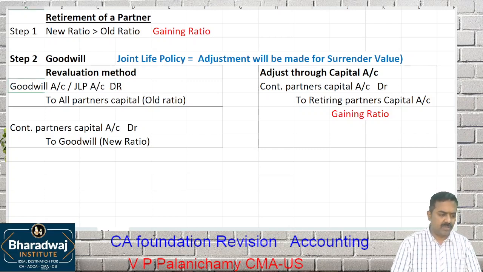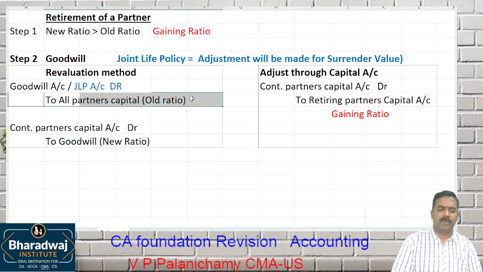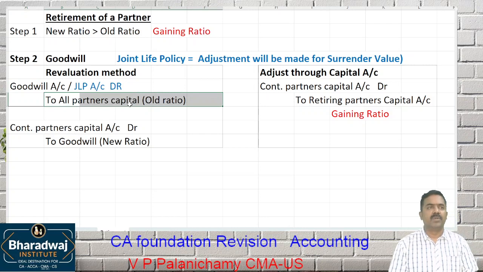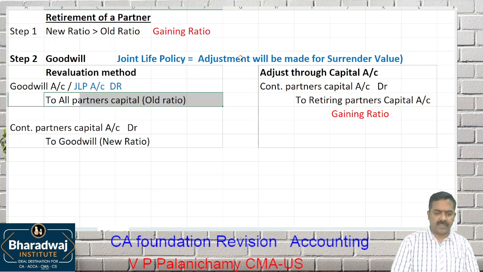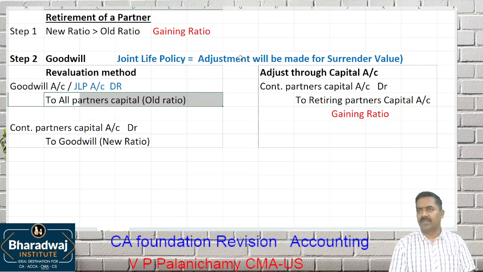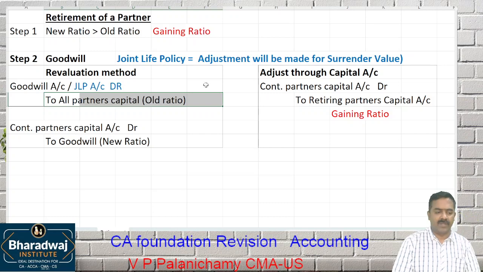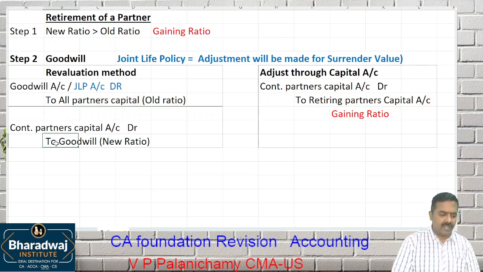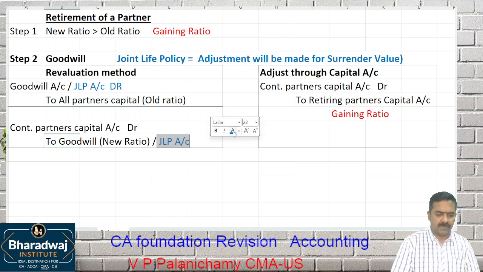Okay, if it is goodwill, goodwill. If it is joint life policy account debit to which one? All partners' capital account in which ratio? Old ratio. This is for which value? Policy value or surrender value? Why? Because only at the time of death of a partner will you get which value? Policy value. At the time of retirement, you will get only surrender value. Then continuing partners, like goodwill, to which account? Joint life policy account in new ratio.